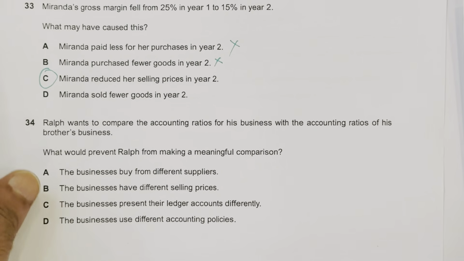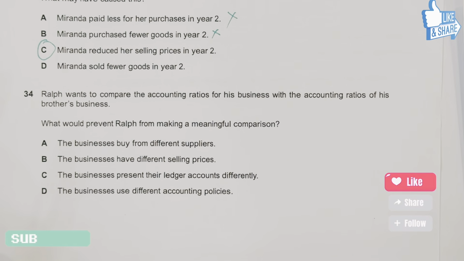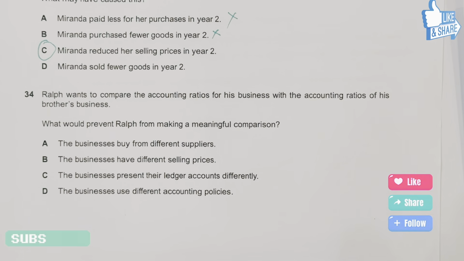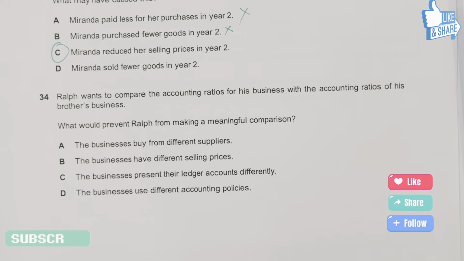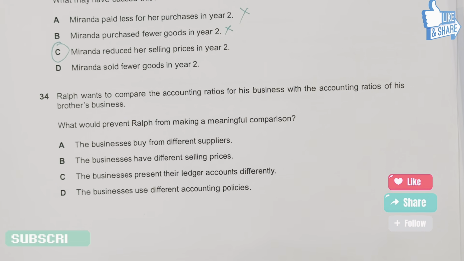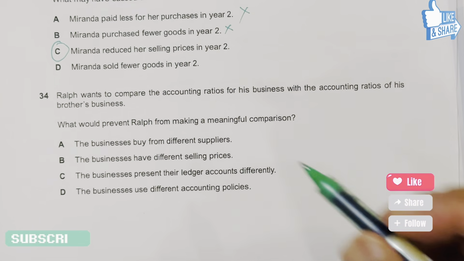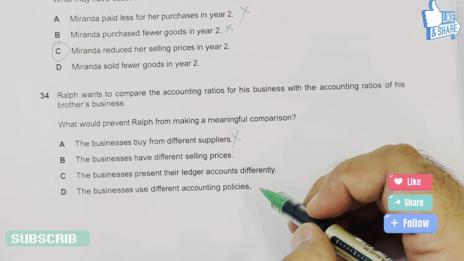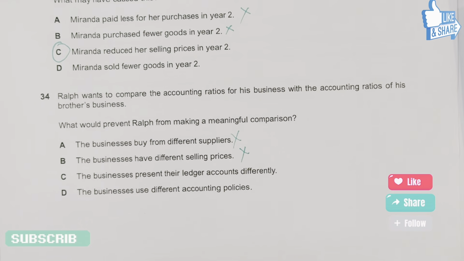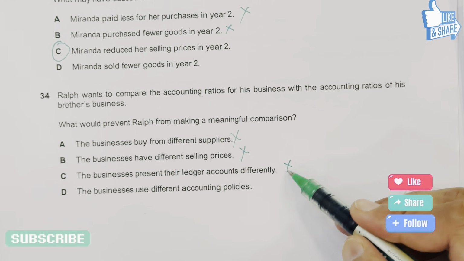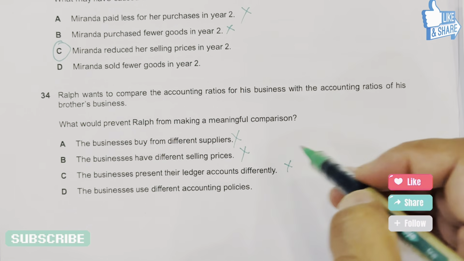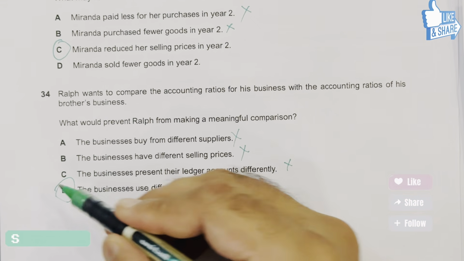Moving to question number 34. Ralph wants to compare the accounting ratios for his business with the accounting ratios of his brother's business. What would prevent Ralph from making a meaningful comparison? The businesses buy from different suppliers? No. The businesses have different selling prices? No. The businesses present their ledger accounts differently? No. The businesses use different accounting policies. Yeah, this is the right choice.